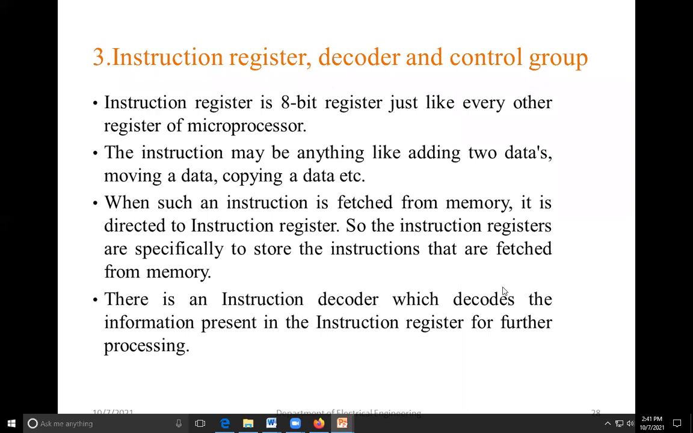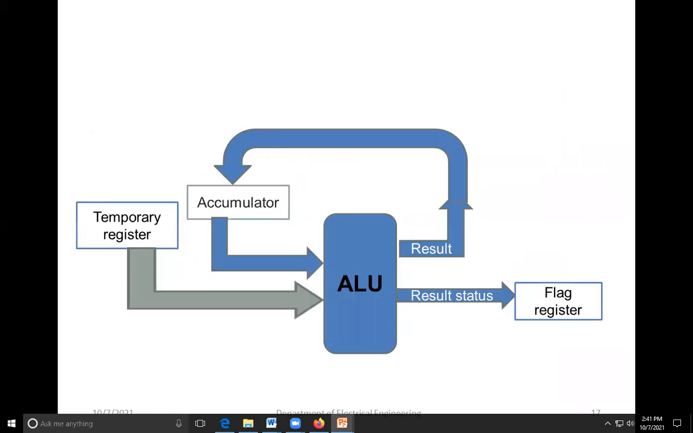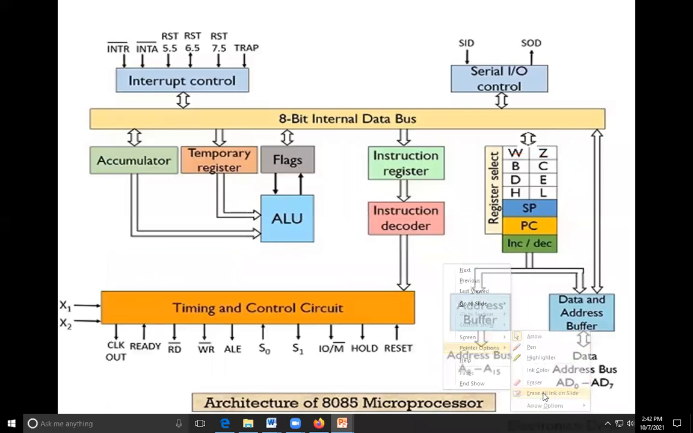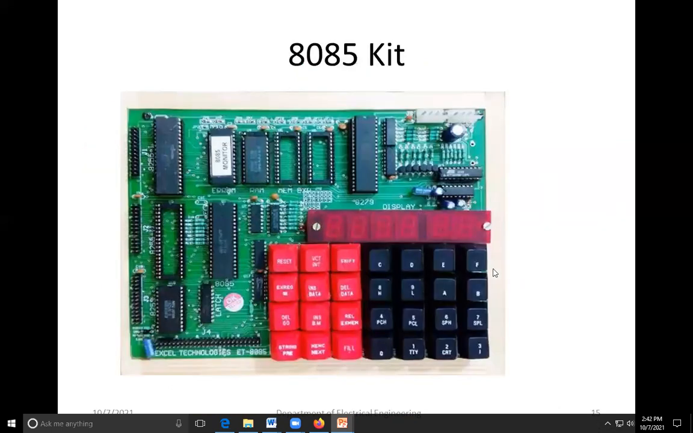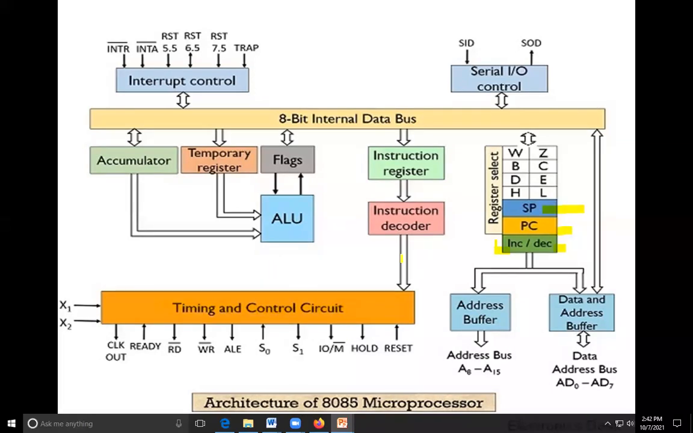Then the instruction register, decoder, and control groups. You can decode the instructions, and then there are control groups. Here is the instruction register, and this is the instruction decoder. We have discussed the stack pointer and the program counter, and then we will go to the timing and control units.